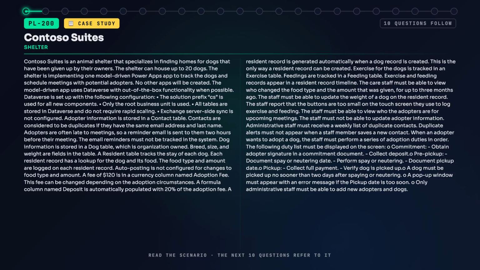A dog must be picked up no sooner than 2 days after spaying or neutering. A pop-up window must appear with an error message if the pickup date is too soon. Only administrative staff must be able to add new adopters and dogs. The next 10 questions refer to this scenario.